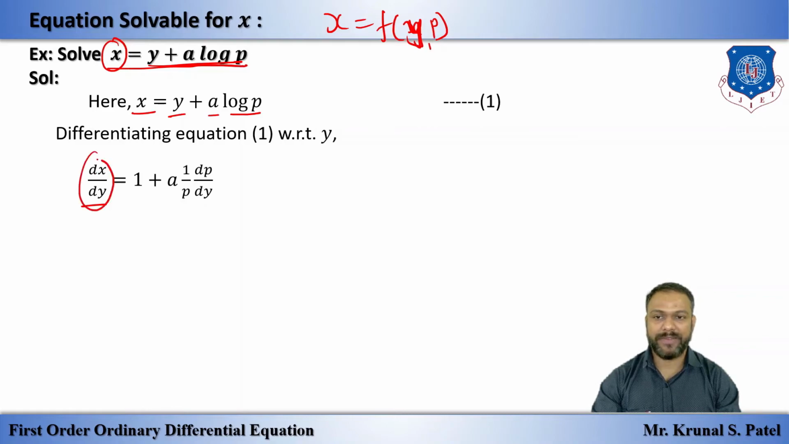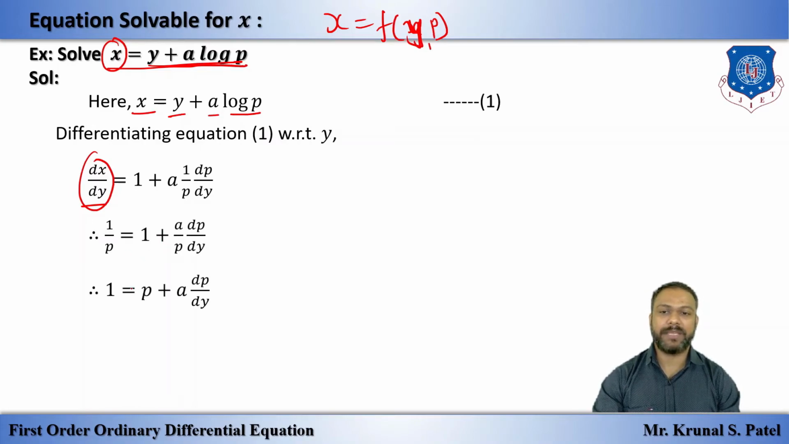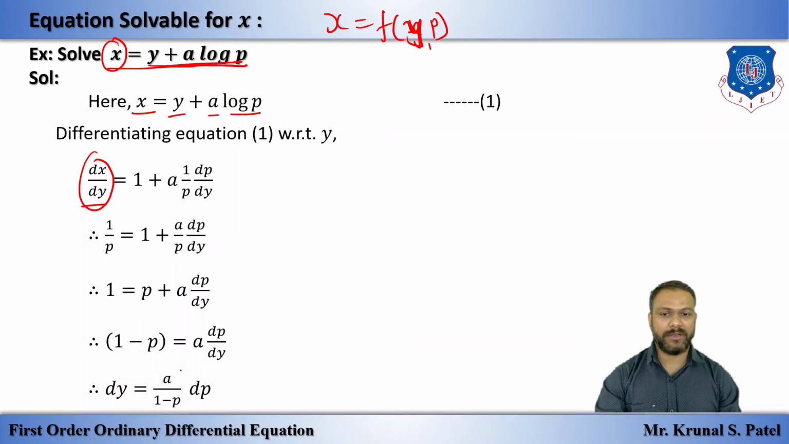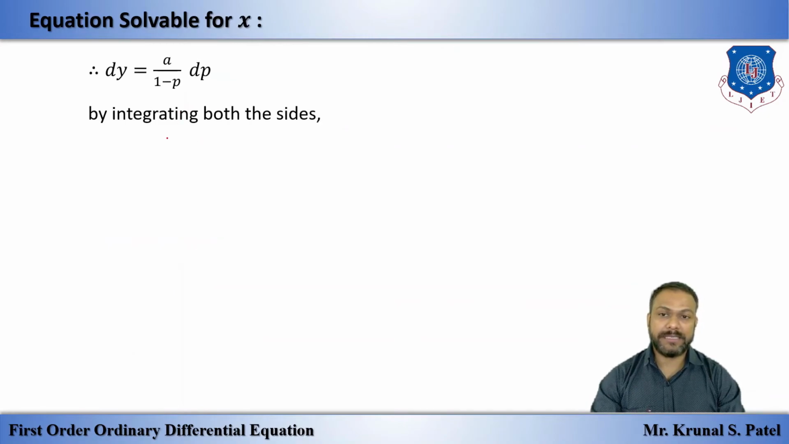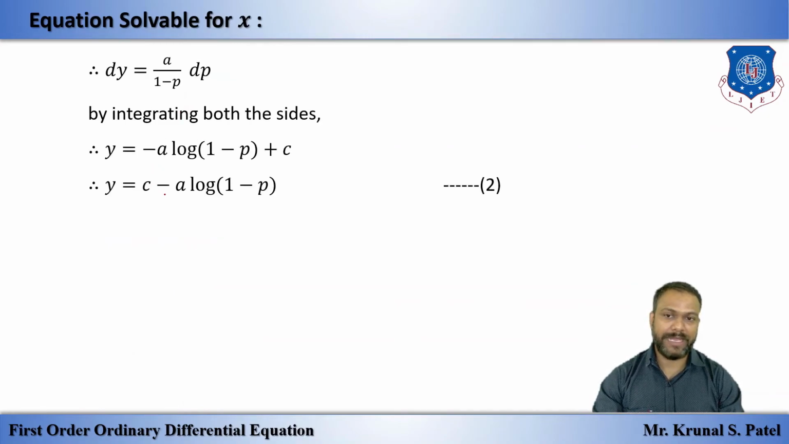Now we will put the value of dx by dy as 1 by p, because we know that dy by dx is p, so dx by dy is 1 by p. So 1 by p, by taking LCM p, we have 1 is equal to p plus this, and now we'll take this on the left hand side, and by simplifying this we have this by variable separable. Okay, here only one factor we have, so by variable separable and by integrating both sides we have this answer, y is equal to c minus a log 1 minus p.